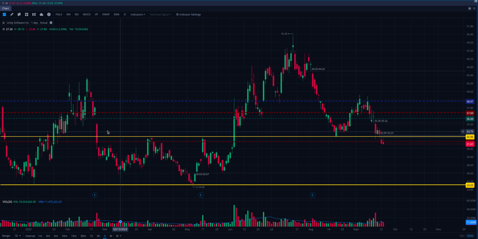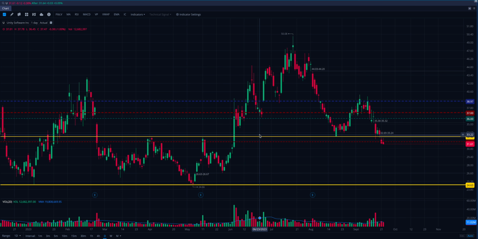So here's an example on Unity. You can see here, this level I've marked, roughly 33. We get an interaction here that leads to a month-long sell-off of about 25% of the value of the stock. That is a major sell-off, okay? And we bounce, and then we test it again later, and we get another significant sell-off. And then finally, we get a huge stick through it on big volume, finally blasting through that pesky resistance, right?